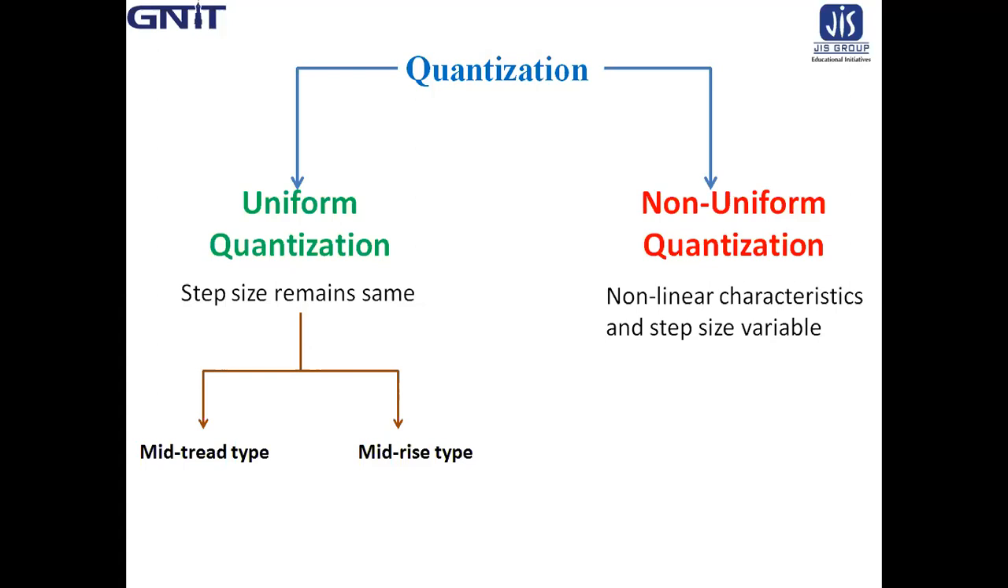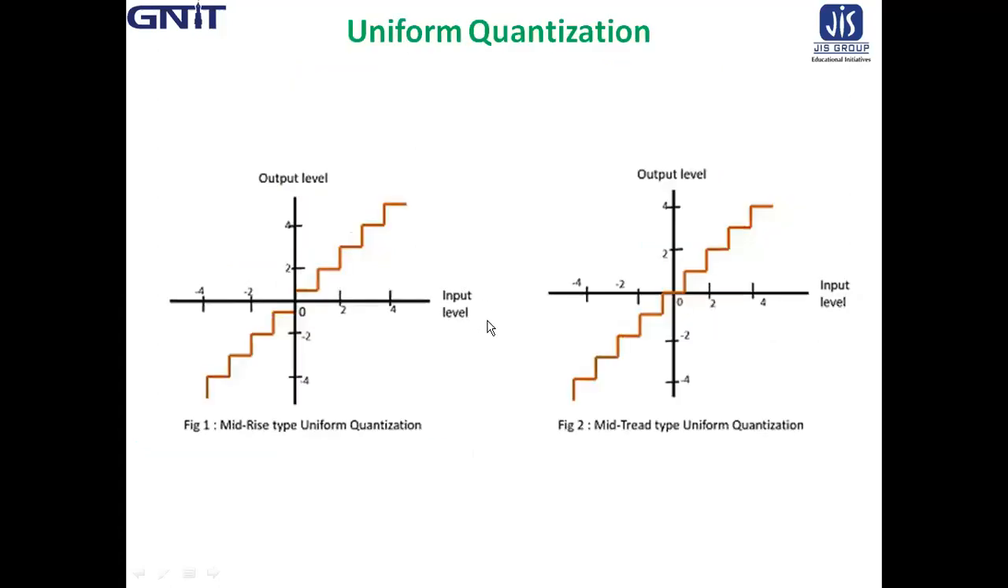And uniform quantization again has two types. One is mid-tread and the other is mid-rise. The first figure is the example of mid-rise type of uniform quantization, and figure 2 represents the mid-tread type of uniform quantization.